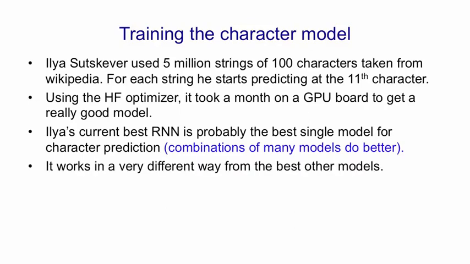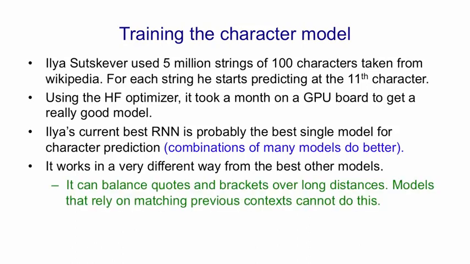It works in a very different way from the best other models. So Ilya's model can balance quotes and brackets over long distances. Any model that relies on matching a specific previous context can't do that. So, for example, if it has a bracket and it wants to close it 35 characters later, in order to do that properly, a model that relies on matching previous contexts would have to match all 35 intervening characters, and it's very unlikely that it has that whole string stored.